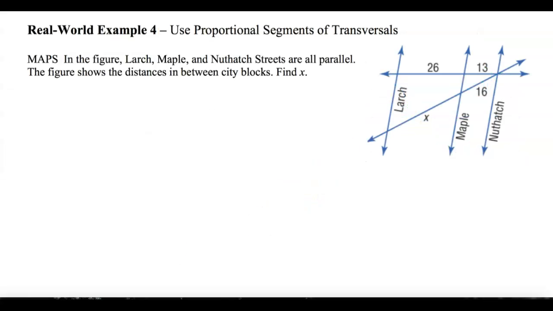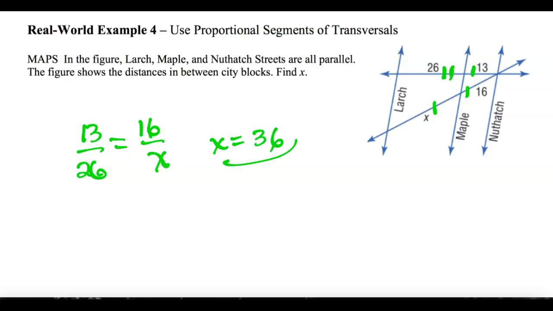So if we look at this example, let's assume these lines are parallel, then we could say that this segment is proportional to this segment, and this segment is proportional to this segment. So we could say 13 over 26 is equal to 16 over x, and when we cross multiply and divide, we get x is equal to 36, and that's what we were looking for in this problem.